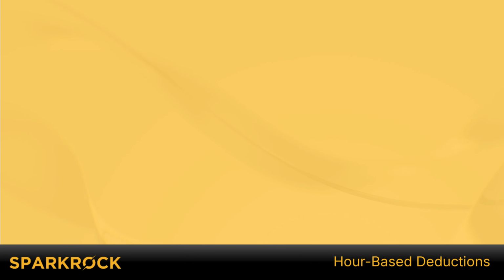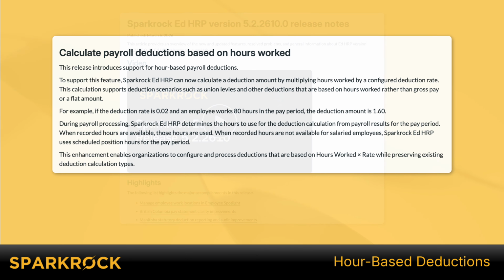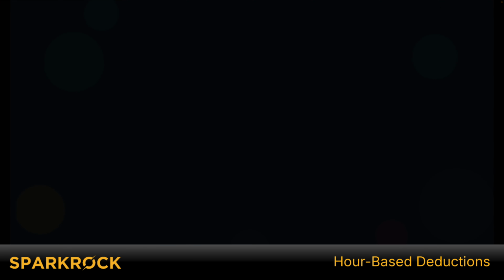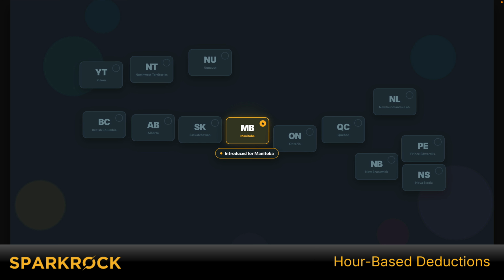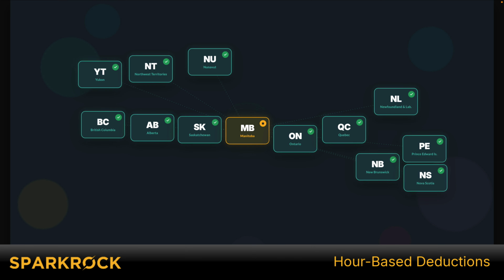First, hour-based deductions. In a previous release, we introduced the ability to calculate a deduction amount by multiplying the hours worked by a configured deduction rate. This could be used for scenarios like union levies and other deductions that are based on hours worked instead of gross pay or flat amount. As a trial, it was initially introduced for Manitoba boards only, but now it's available to any Canadian province.